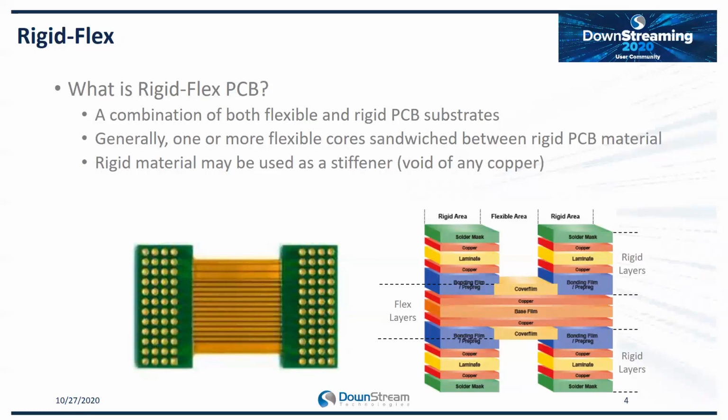So you probably already know this, but I just want to give a little bit of background. What is a rigid flex PCB? It's a combination of both flexible and rigid substrates. Generally, one or more flexible cores are sandwiched between rigid material. Rigid material may be used also as a stiffener. So here you see an example of two rigid boards, parts of the board on the left, and they're interconnected by a core rigid flex.